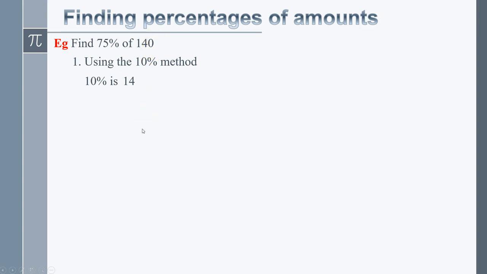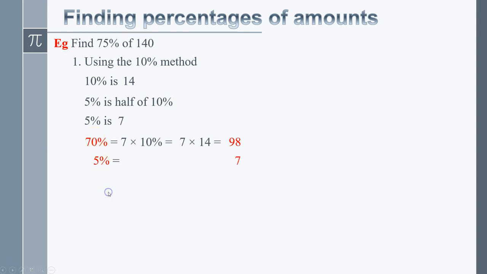So if 10% is 14, I'm going to now find 5% because I'm going to need that when I get to my 75%. So 5% is half of my 10%. So that's going to be simply 7. And then to find 70%, I'm going to now put it all together, because I'm going to need 70% and my 5%. So 70% is 7 lots of my 10%. So it's 7 lots of 14, which is 98. My 5%, because that's how I'm going to make 75%, I already had was 7. And so put these two things together, and that's going to give me 75%, which is 105.